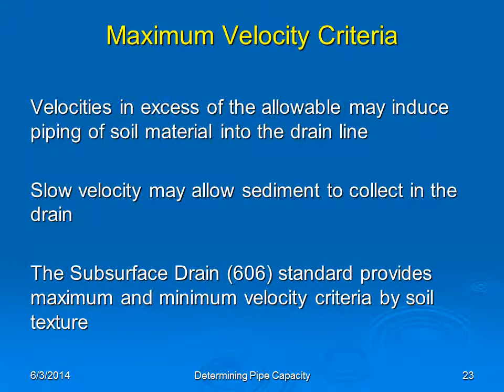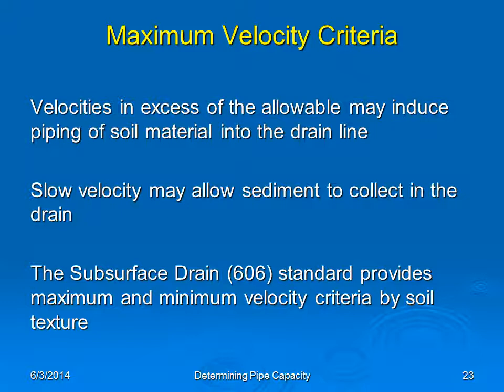We also need to look at velocity criteria when we're designing drainage systems, and especially underground outlets. Velocities in excess of the allowable may induce piping of soil material into the drain line. This was probably more critical for clay tile lines than it is for plastics, but we still need to meet our criteria. If the velocity is slow and we have quite a bit of sediment in the tile water, that can settle out and collect in the drain.